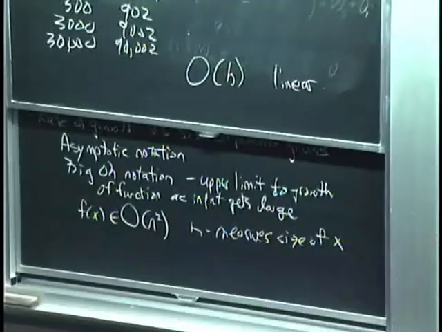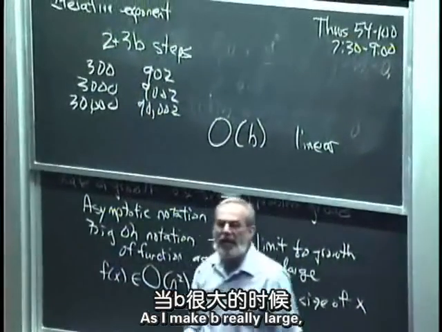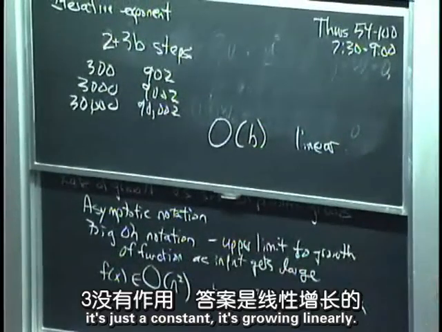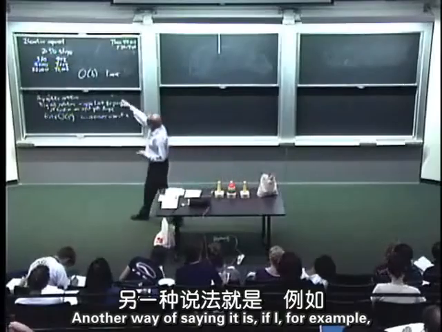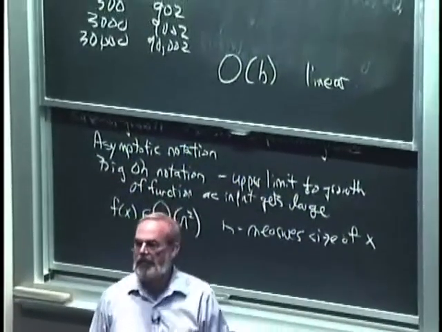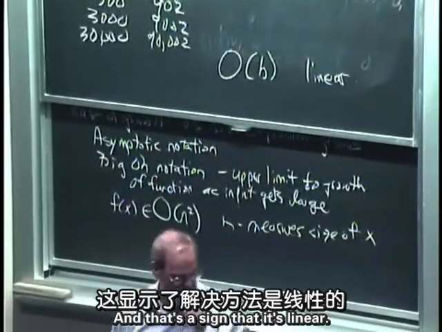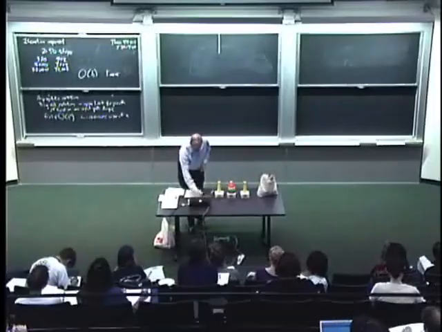You can see it. Right? I said the product is 2 plus 3b. As I make b really large, how does this thing grow? It grows as b. The 3 doesn't matter. It's just a constant. It's growing linearly. Another way of saying it is if I, for example, increase the size of the input by 10, the amount of time increases by 10. And that's a sign that it's linear. Okay, so there's one quick example. Let's look at another example.